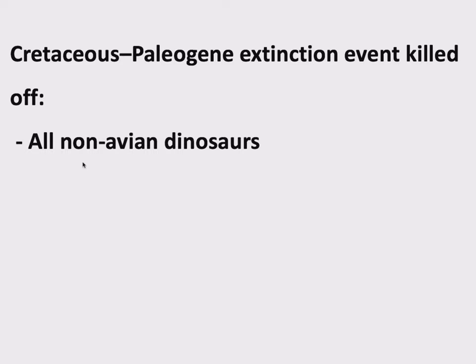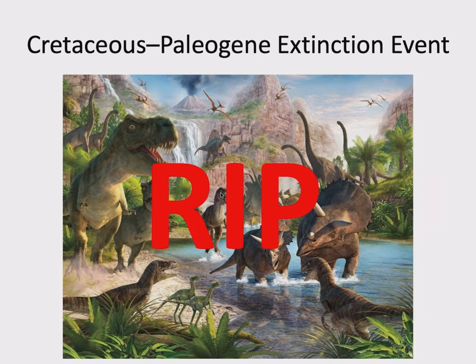Side note, when we talk about birds and we look at some phylogenetic trees, birds evolved from a specific group of dinosaurs. And if you're talking about things in terms of clades, a clade is an ancestor and all its descendants. So technically birds are dinosaurs. More on that later. But when I say it wiped out all the, I can't say it wiped out all the dinosaurs because birds survived this extinction event, but all the non-avian dinosaurs were wiped out.